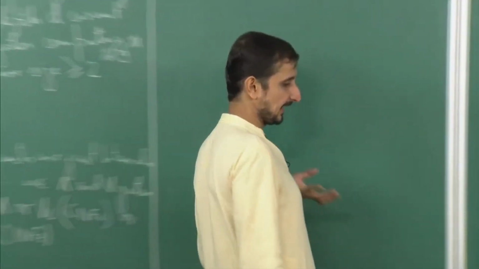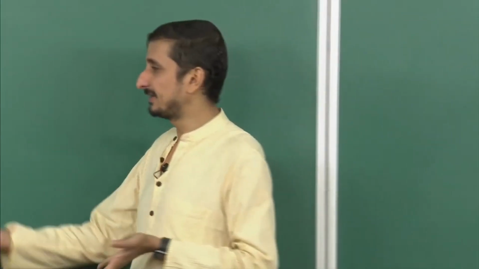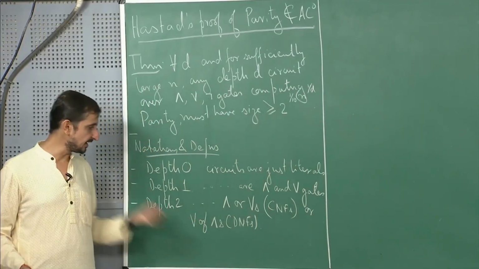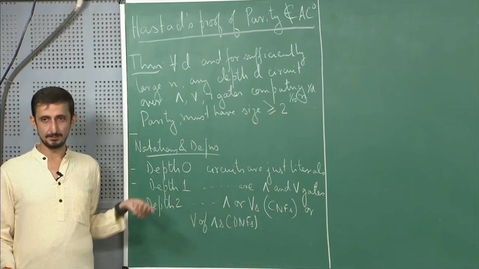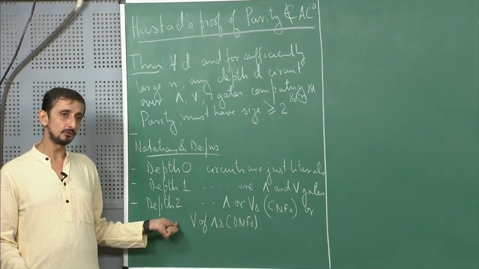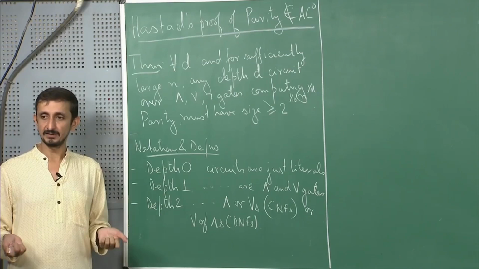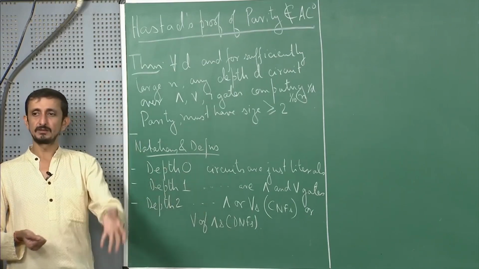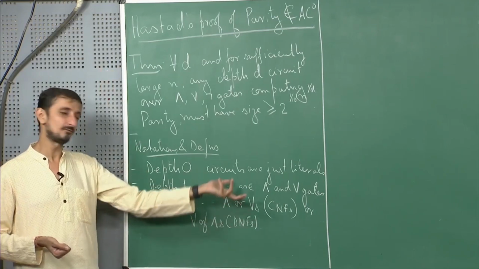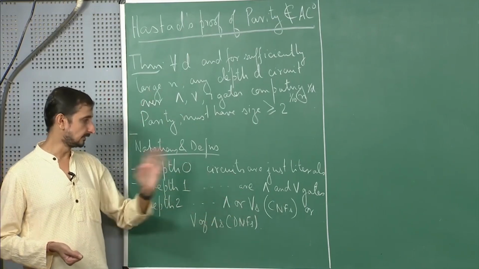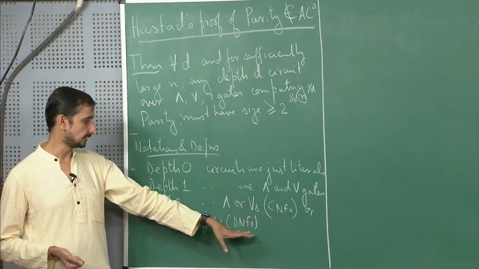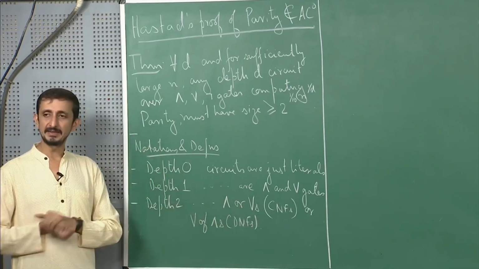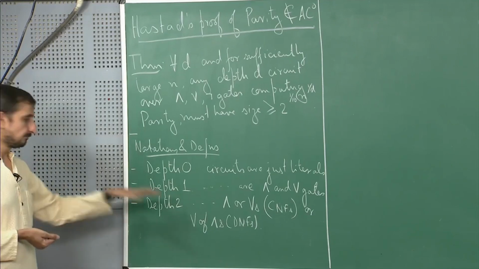One more point is that if I look at depth 0 and depth 1 circuits, not just parity, there can be many functions. Parity is just one example, but you can show that there are several functions which are not computable using depth 0 or depth 1 circuits. But the moment I go to depth 2, one can show that any function can be computed using depth 2 circuits, because I can write the truth table of that function and take the DNF. One way of doing it is to take the OR of the rows which are ones, and I get a DNF.